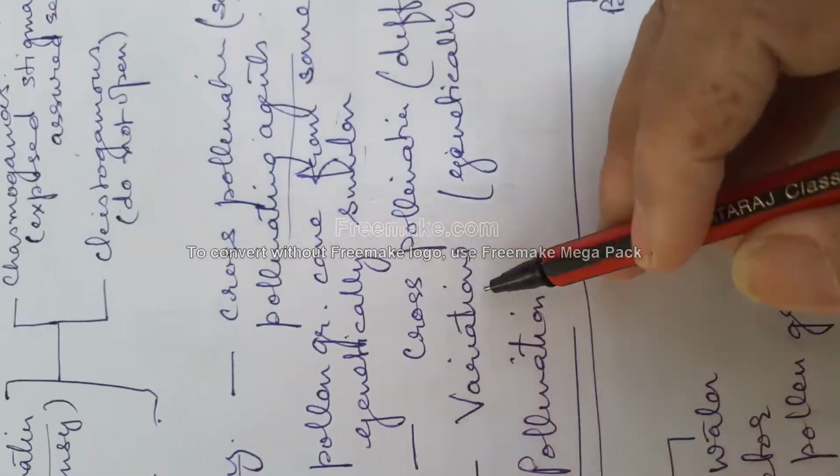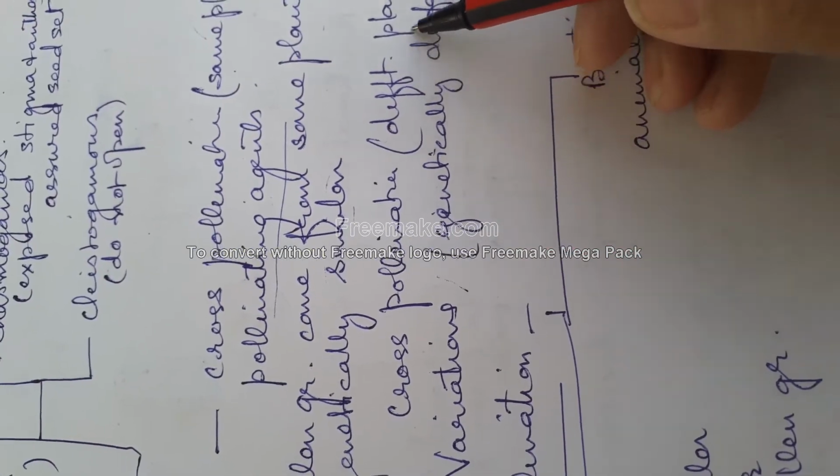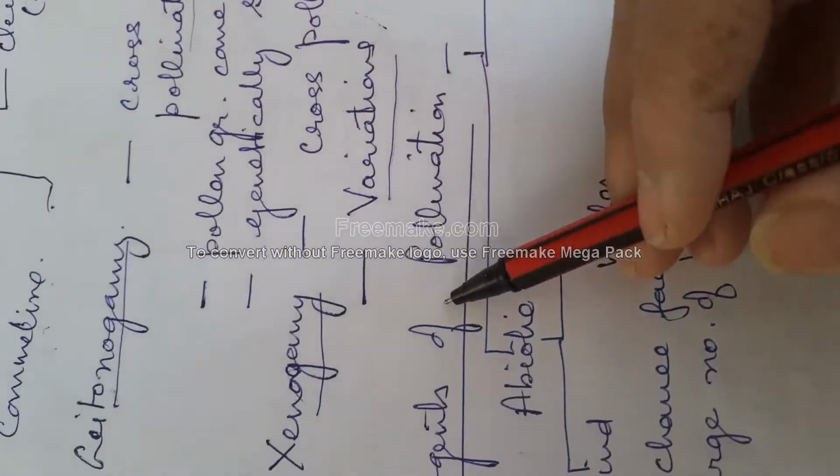Now xenogamy. Xenogamy is a cross-pollination where pollen grains from a different plant settle on a different plant. Here the variations do occur because they are genetically different.